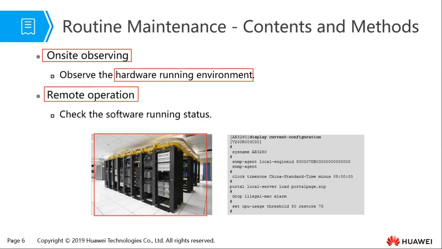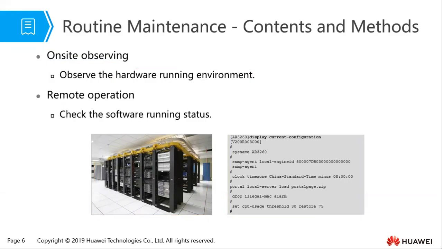Other than on-site observing, you can also do remote operation. This is when you are checking the software running status. You can, for example, telnet into a device and use commands such as display current-configuration in order to check whether the configs are as per what was there initially. So these are the two ways in which you can perform routine maintenance, either on site or off site remotely.